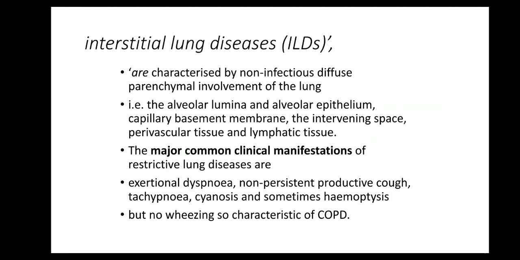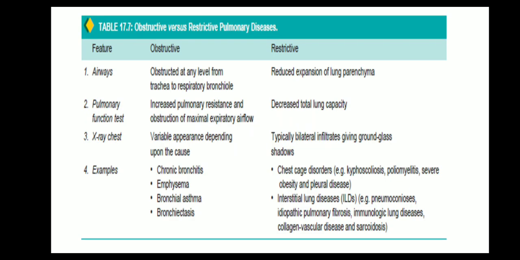The major common clinical manifestations of restrictive lung diseases are exertional dyspnea, non-productive cough, tachypnea, cyanosis and sometimes hemoptysis, but wheeze is characteristically absent, which is characteristically present in COPD. What are the differences between obstructive and restrictive lung diseases?